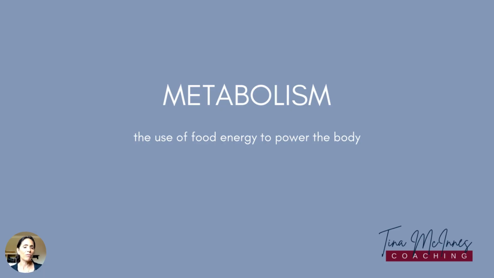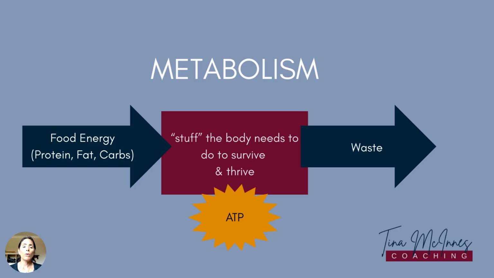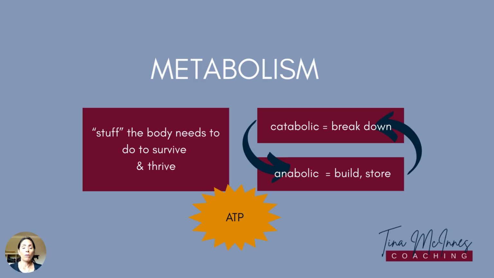In the simplest definition, metabolism is the use of food energy to power the body. Food energy comes in as protein, fat, and carbs, which have chemical bonds. The body breaks down these chemical bonds and converts that energy into an energy currency molecule called ATP. ATP is the energy the body uses to power all the stuff it needs to do to keep you surviving and thriving. And it eliminates waste products like carbon dioxide, urea, and water.